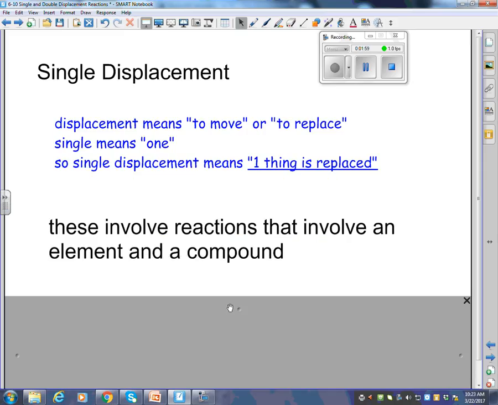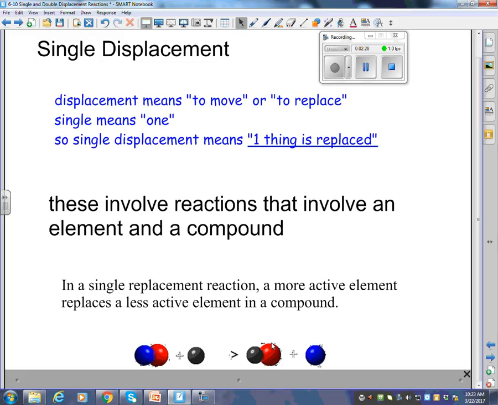These are reactions that involve an element and a compound. Single displacement involves an element and a compound. A compound is two things together, right? Like H2O, water. Hydrogen peroxide, H2O2. An element is a single element. So, in a single replacement reaction, a more active element replaces a less active element in the compound.